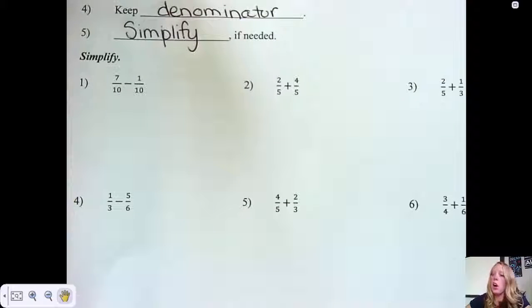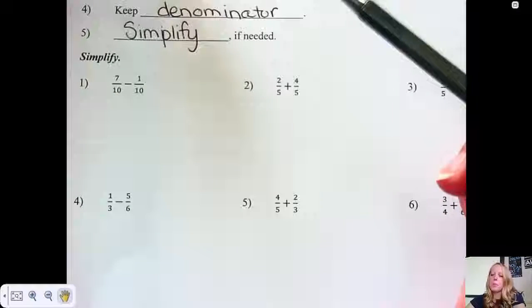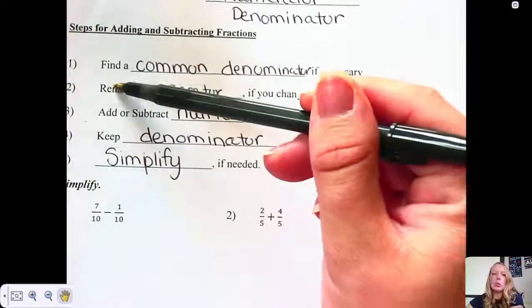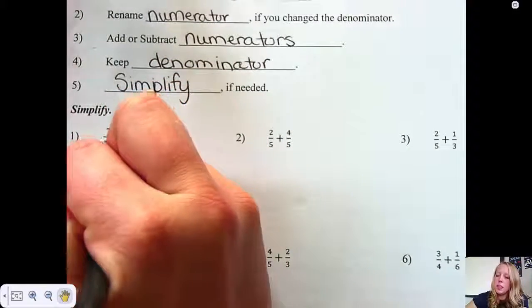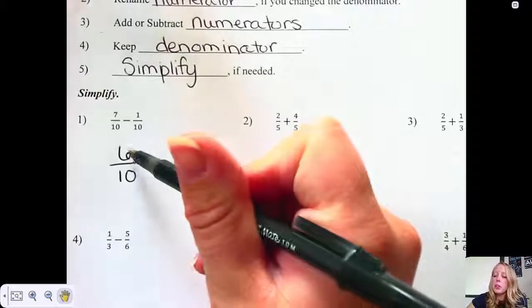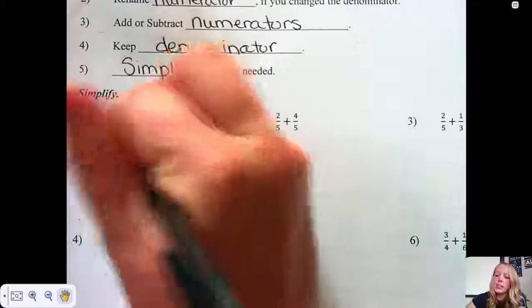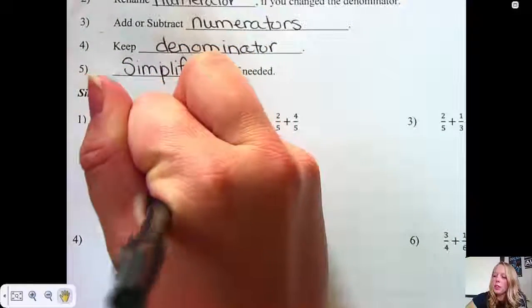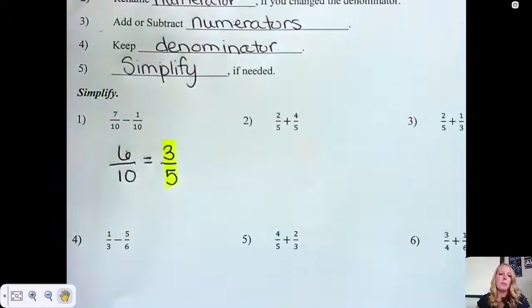7/10 minus 1/10. Are the denominators the same? 10 and 10. Yeah. So then we get to completely skip step 1 and 2 and go to step 3. It's add or subtract the numerators. 7 minus 1 is 6. Keep the denominator. And the last step is simplify if needed. Is there a number that goes into 6 and 10? The answer is yes, it is 2. So we need to divide 6 and 10 by 2, and we would come up with 3/5. So the answer to the problem, 7/10 minus 1/10, is 3/5.